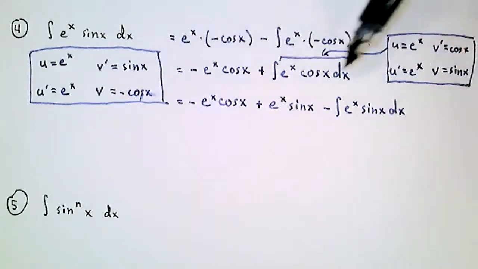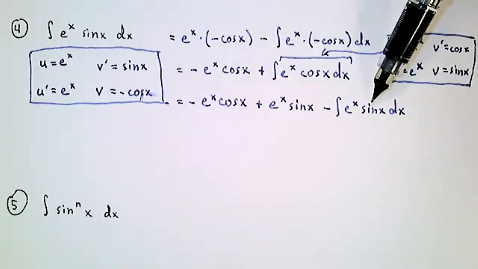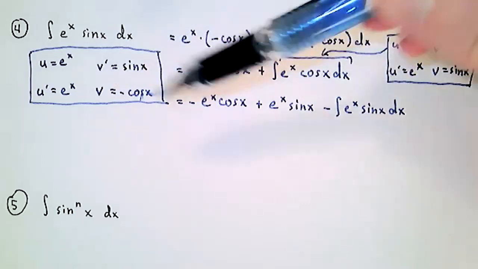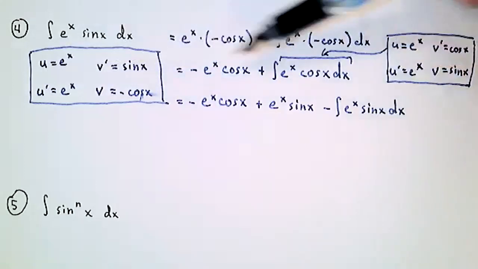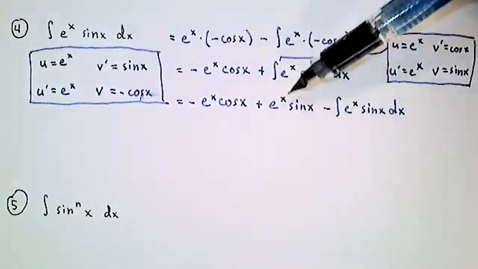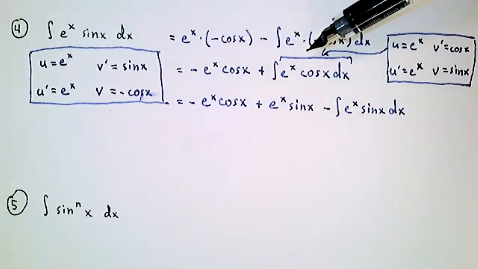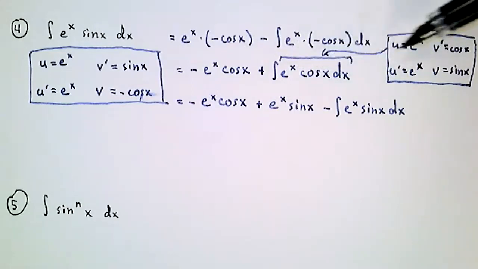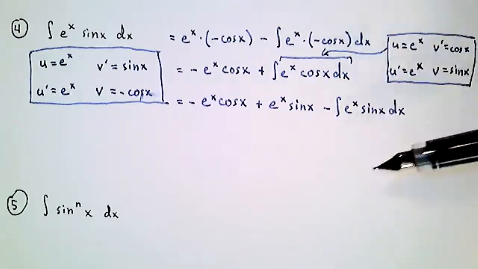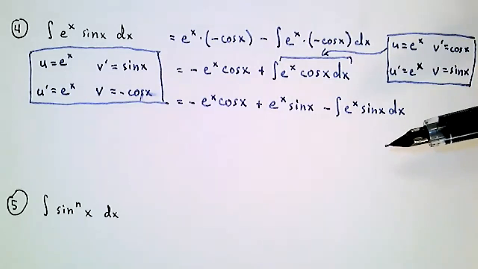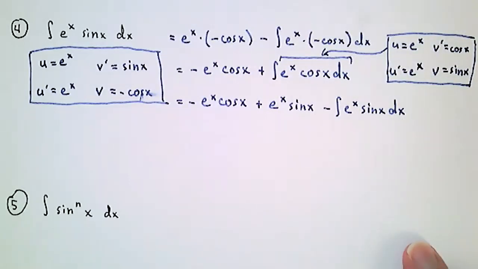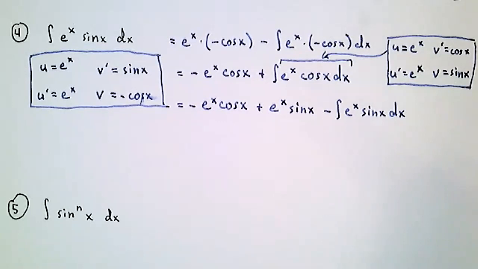So if we tried to continue doing integration by parts, we would see that this pattern would repeat because we would pick again e to the x for u, v prime would be sine x, and then we'd get this stuff, and then we'd have this integral again. We'd do this integration by parts, and then we'd be back again where we started. So we don't want to do that, of course. We don't want to get stuck in an endless loop.